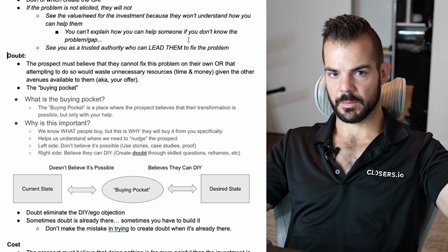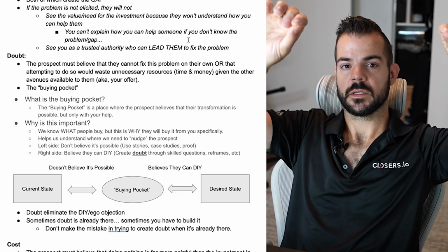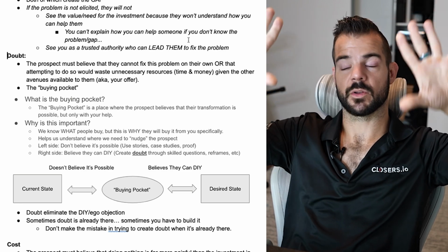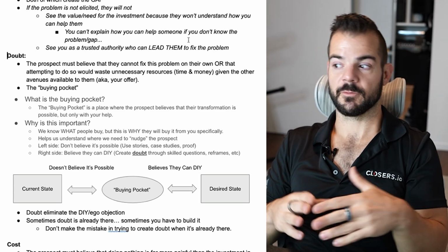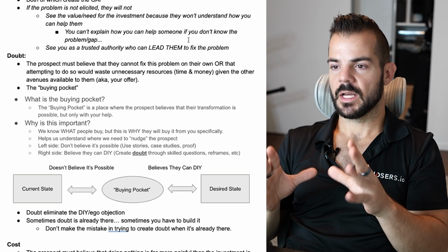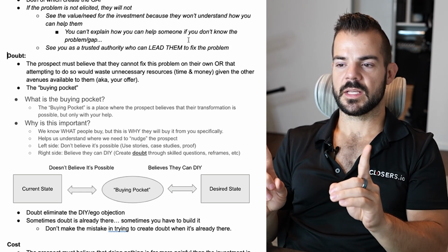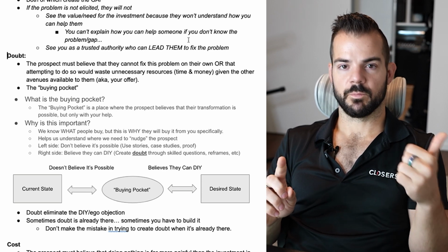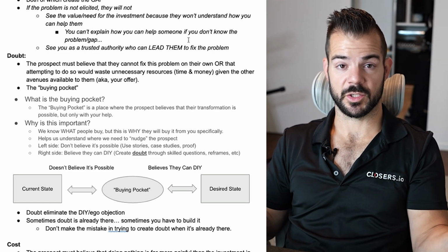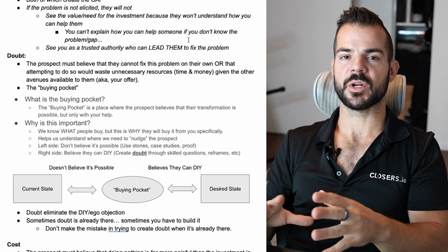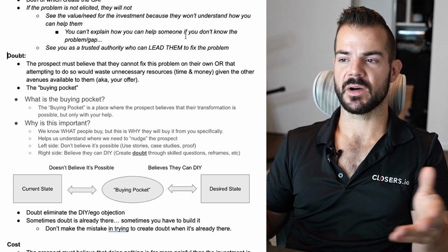You're not trying to manipulate people for manipulation's sake, but if this is true, which usually it is, we want to create doubt in those other options, right? One of those other options might be doing it themselves. Another option might be a different competitor, et cetera. What we really want to do is make sure they see the value and believe it's possible, but also believe they need help in some way, shape, or form. Or that not getting the help will waste unnecessary resources, whether it's too much time, too much money, etc.